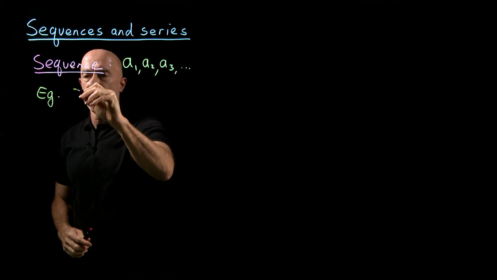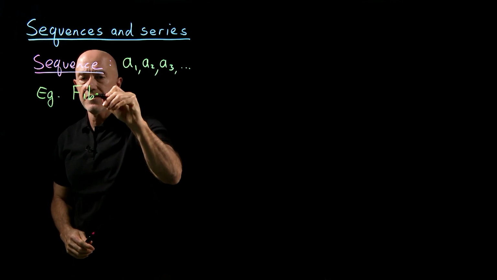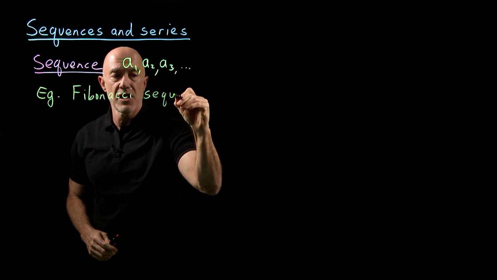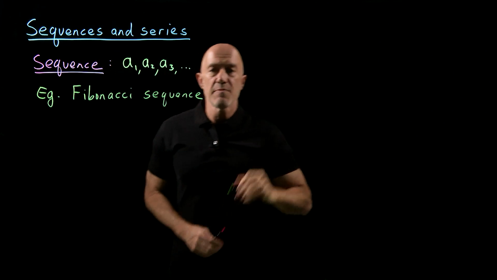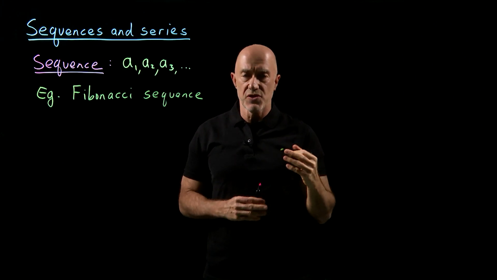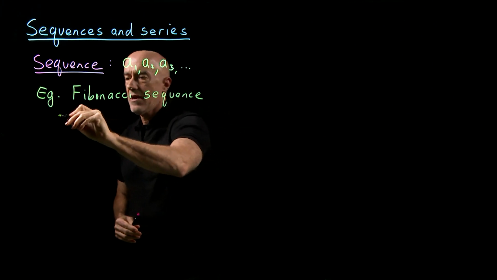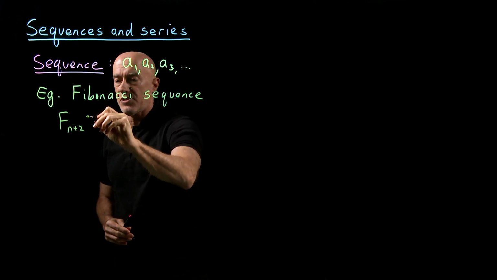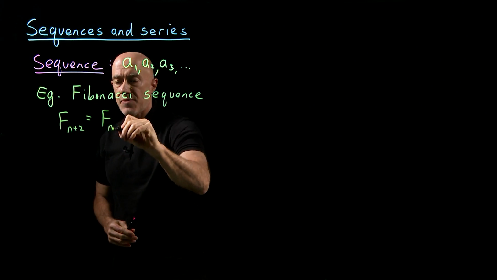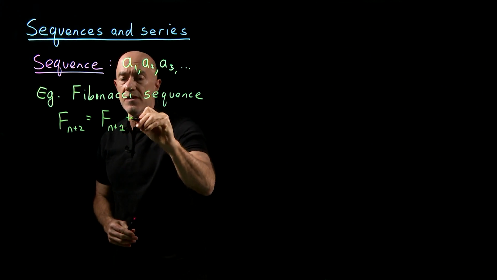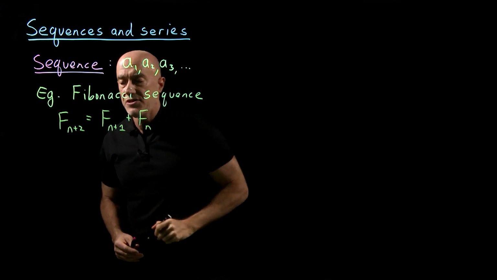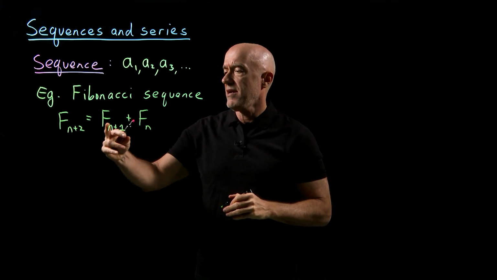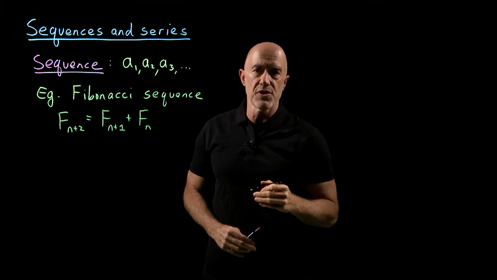My favorite sequence is the Fibonacci sequence, which gives us the Fibonacci numbers. The Fibonacci numbers satisfy what's called a recursion relationship, which we write as f sub n plus 2, the n plus 2 Fibonacci number, is equal to the n plus 1 Fibonacci number plus the nth Fibonacci number. So it tells us the next number in the Fibonacci sequence is the sum of the previous two numbers.